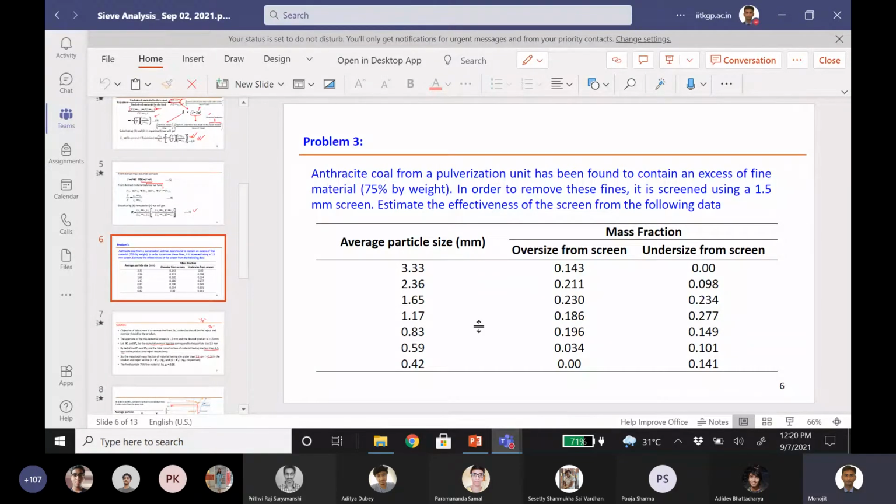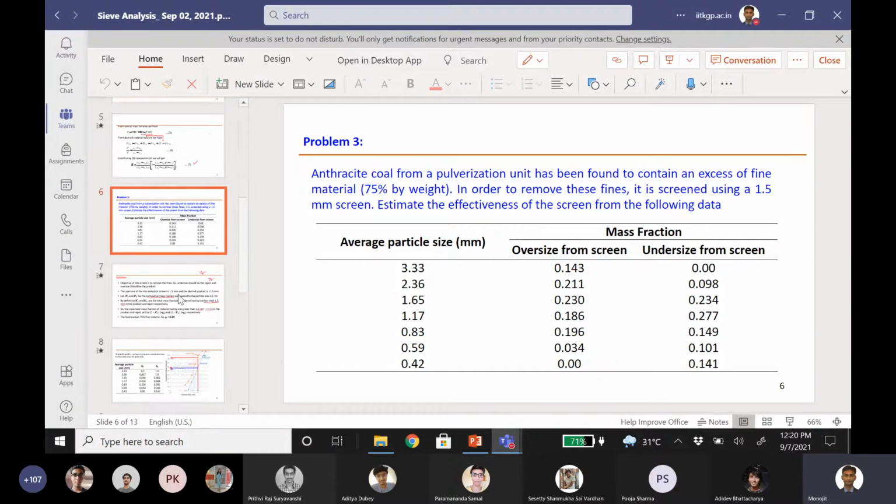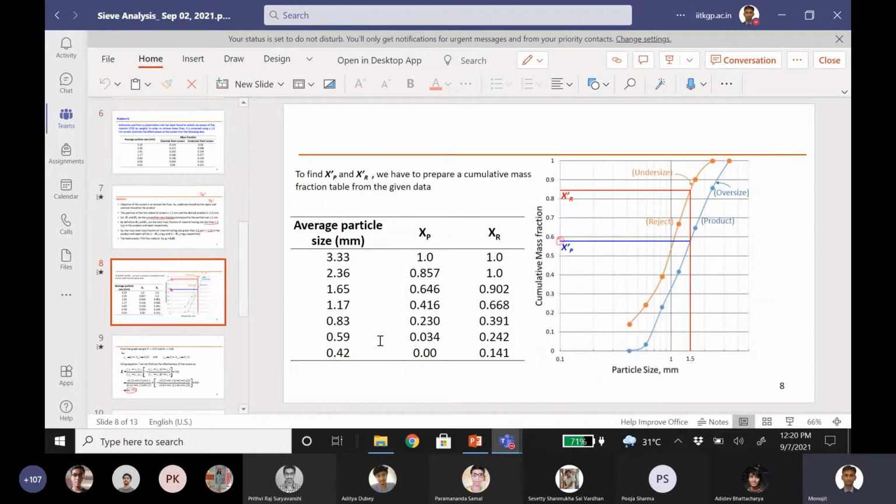It was given that you have to find out the efficiency of the screen in removing the fines. So this information was given, and based on this information, I tried to construct the cumulative mass fraction table. But look at this table carefully. I have written that for average particle size 0.59, the cumulative mass fraction is 0.034. Now look at this table.